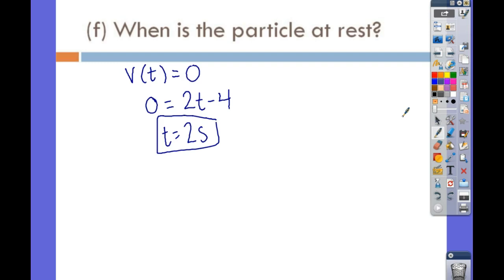So if the particle is at rest or not moving at 2 seconds, what we want to do is investigate, does the particle change position, direction? So is it going forward and then going backwards? Is it going backwards and then going forwards? So we want to know what is happening directionally around 2 seconds.